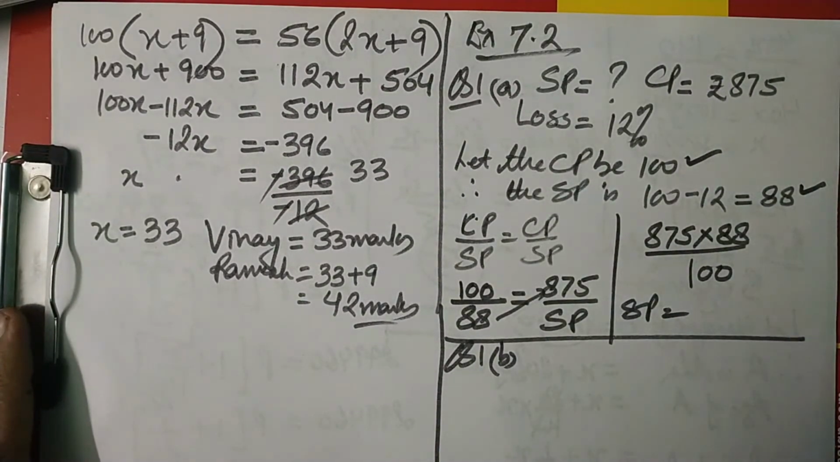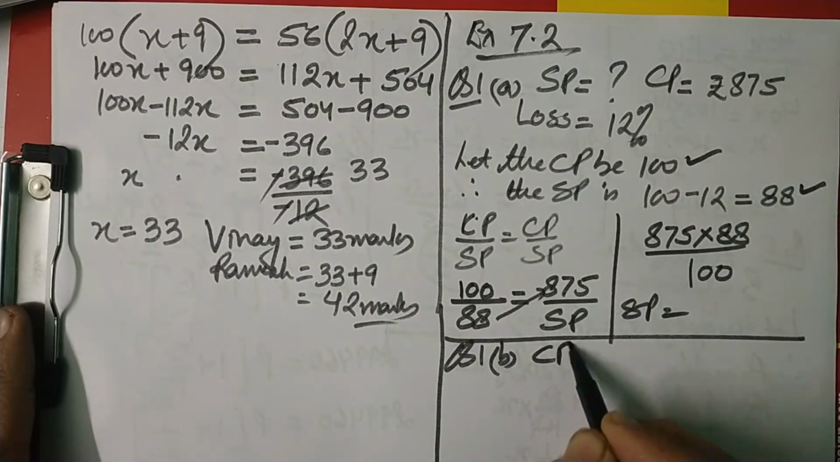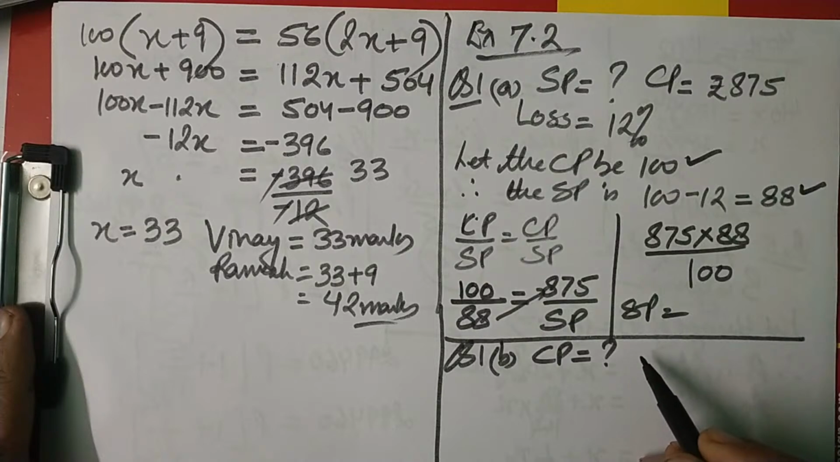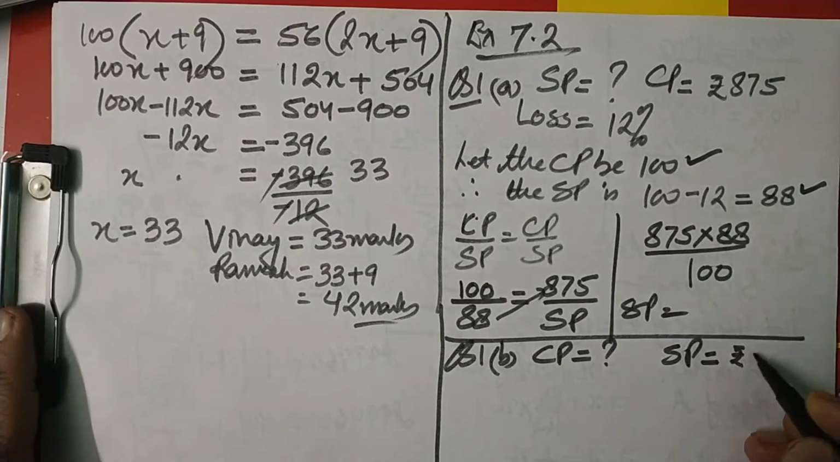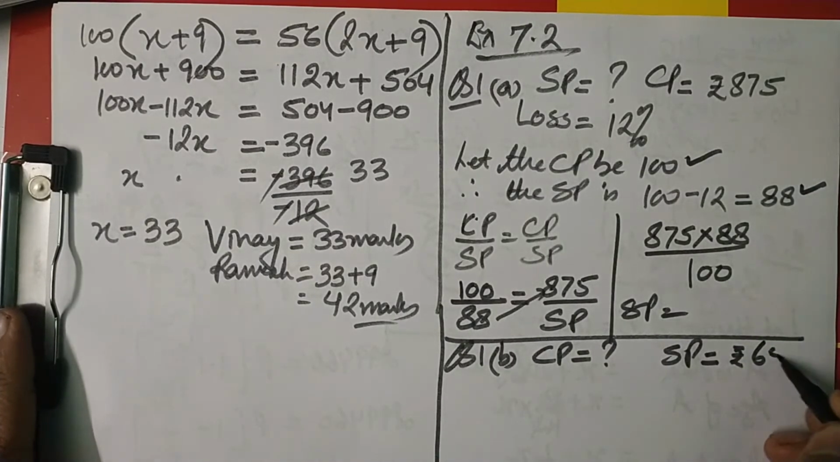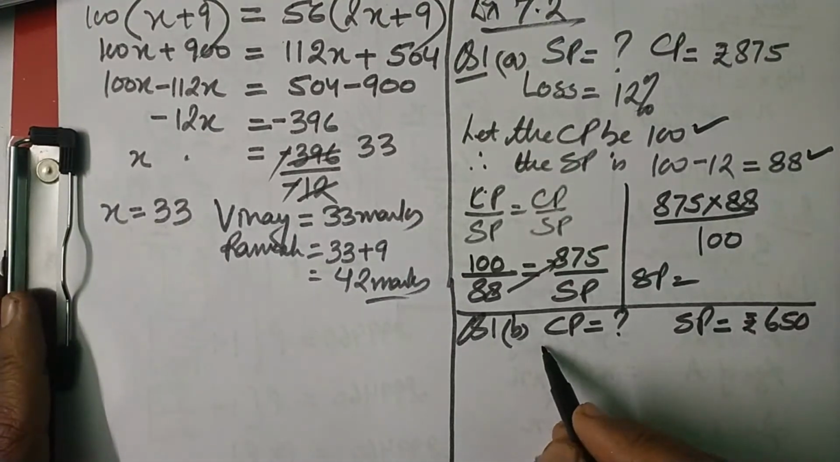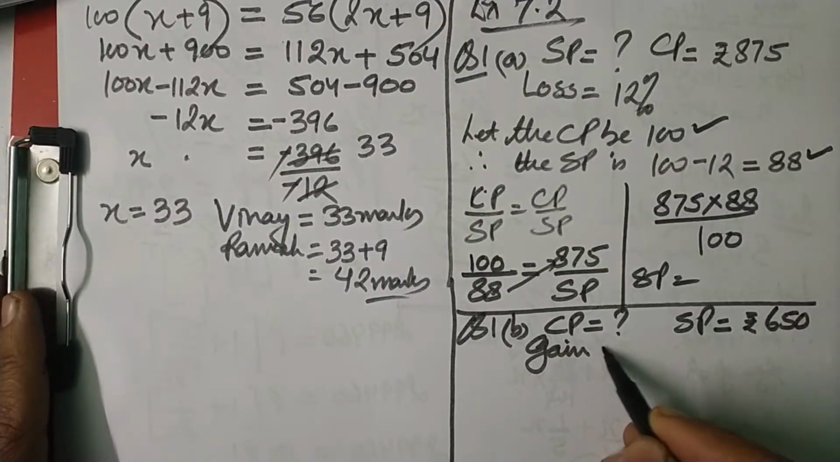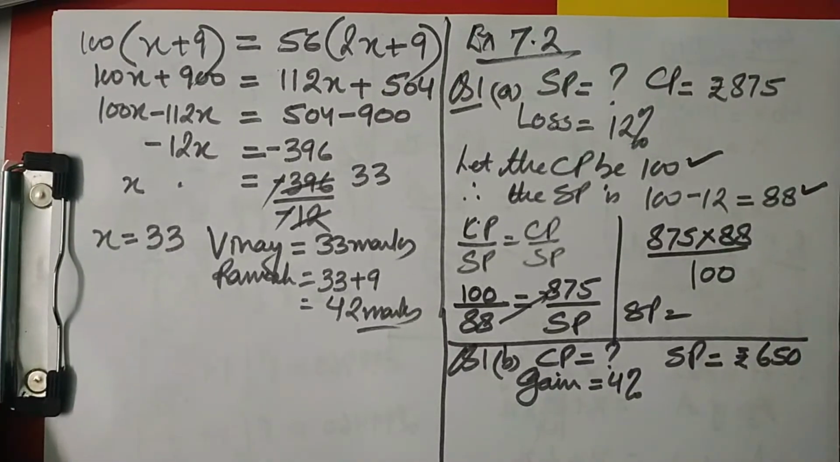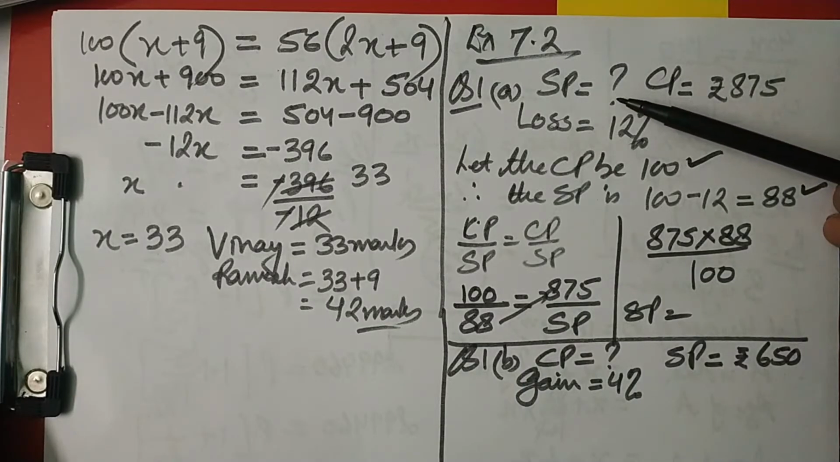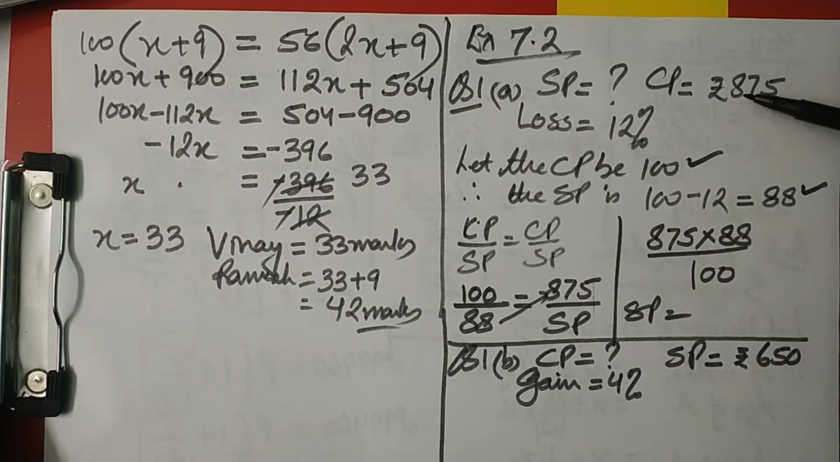So in question 1B part, it is given: find the CP. First, understand the question. Selling price is given, rupees 650, and there is a gain of 4%. So this question and the earlier question have some difference. Here a selling price is to be found, here CP is to be found. Here CP is given, here SP is given. Here it is loss, here it is gain. So both will have different formulas.